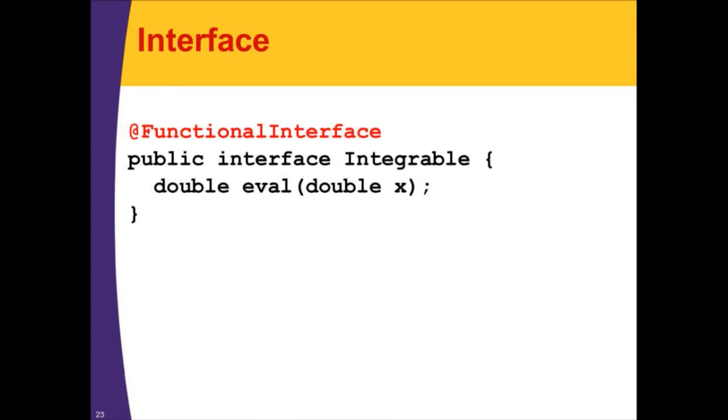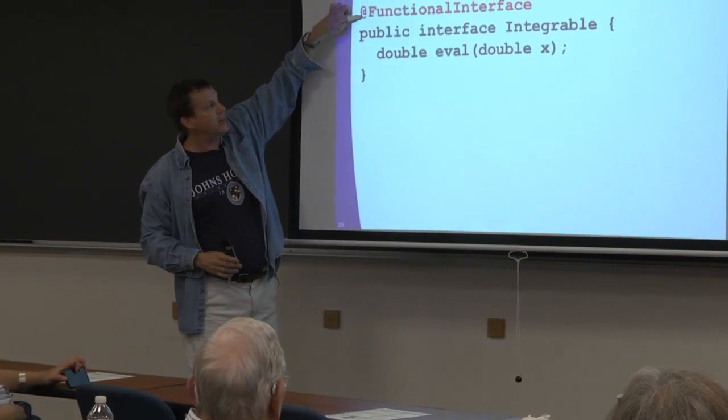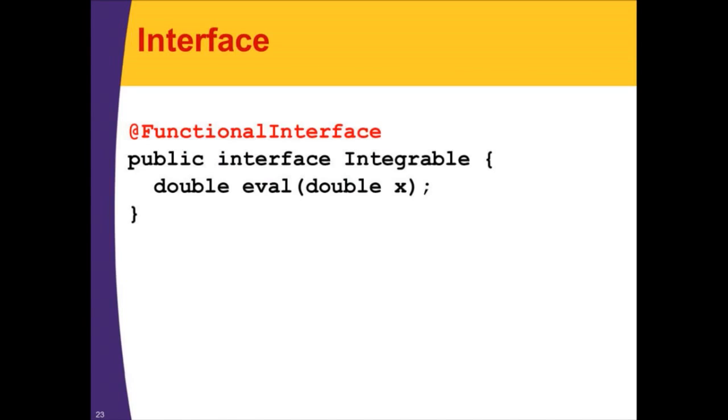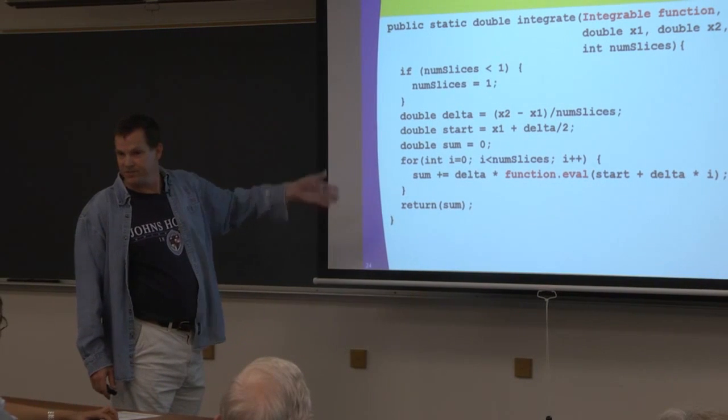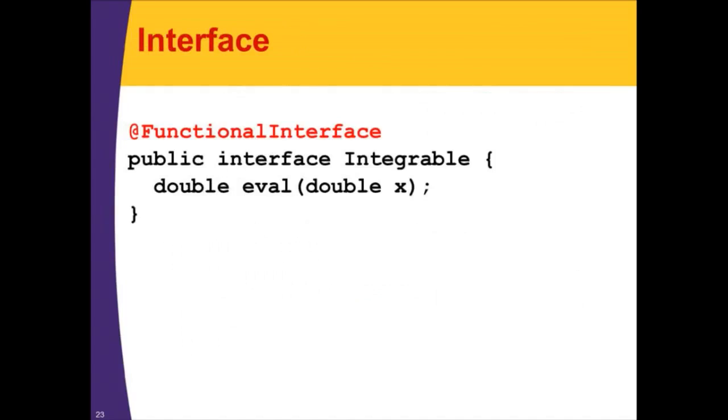So I make an interface called Integrable with one method. I can now use a Lambda for it, whether or not I do this. But by doing this, if they add a second method later, it'll fail to compile, and it expresses my design intent. This is an interface which I expect people to use Lambdas with. And then when I do the numerical integration, this is just simple adding up a bunch of rectangles. This code is exactly the same as it would have been in Java 7. No difference. This interface, except for this annotation, is the same as it would have been in Java 7.